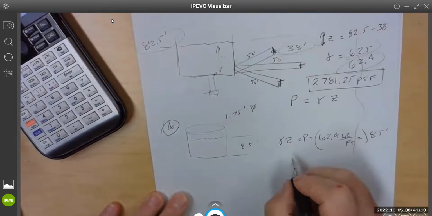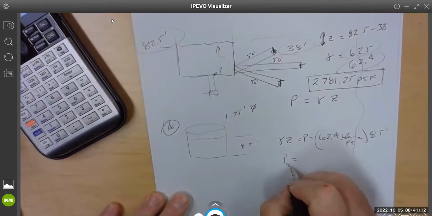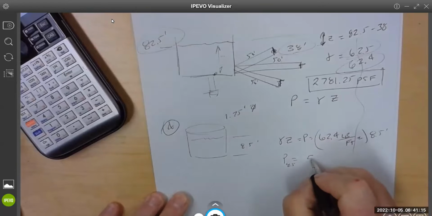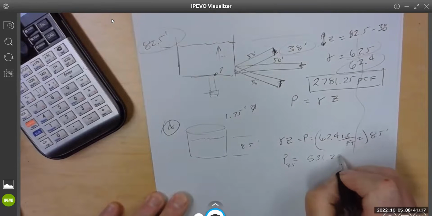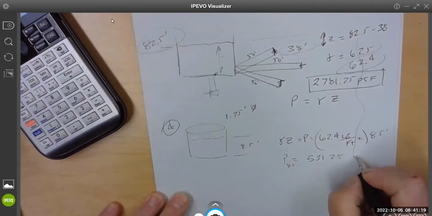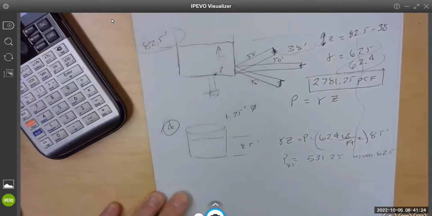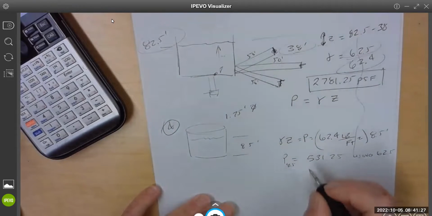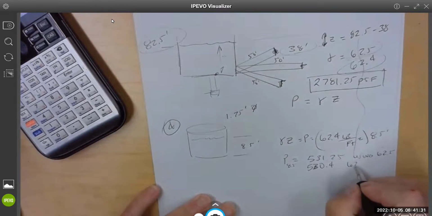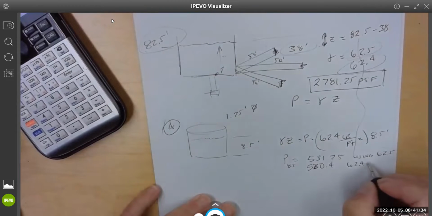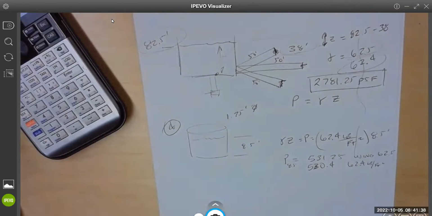What do we get for that one? Mine was 531.25, but mine was 62.5. So that's using 62.5. I got 530.4. And that's using 62.4. Okay. All right, perfect. So this is all about just finding pressure at a depth, right?